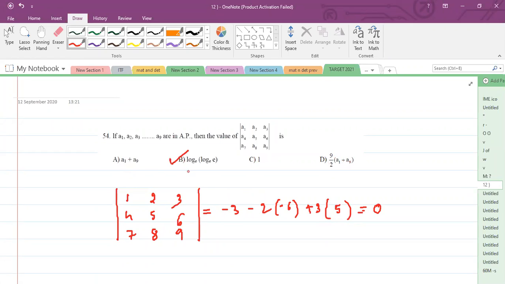But how? You should know two different concepts. Log of e to the base e. In fact, log of a to the base a is equal to how much? 1, because a raised to 1 will give you a. So log of anything to the same base will be 1. So log 1 will be 0. Therefore, this 0 can be considered as log of e. Hence, it is option B.